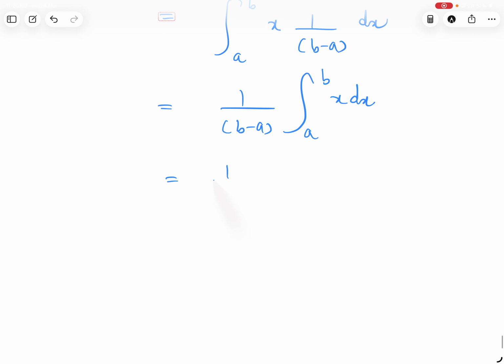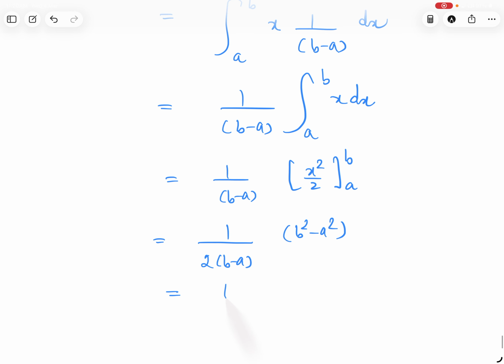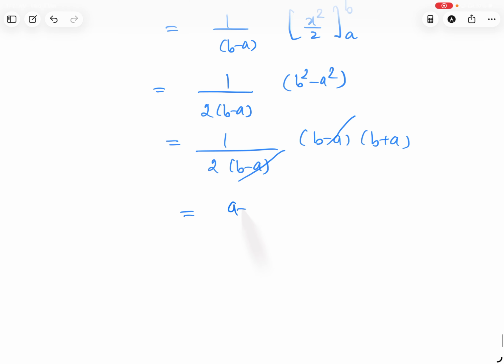So what is this then? 1 upon b minus a, x square by 2, from a to b. 2 is also constant, 2 will come out. b square minus a square, 1 upon 2 into b minus a. So the formula we can open as b minus a, b plus a. So this cancels out. So we got finally a plus b by 2. So that is proved. Okay, any doubt in this?